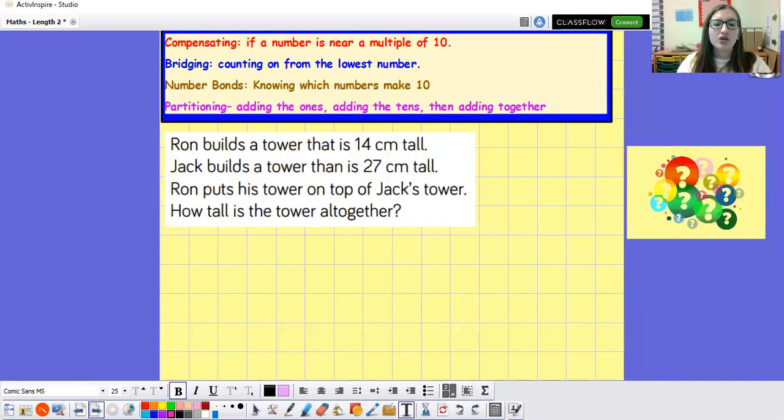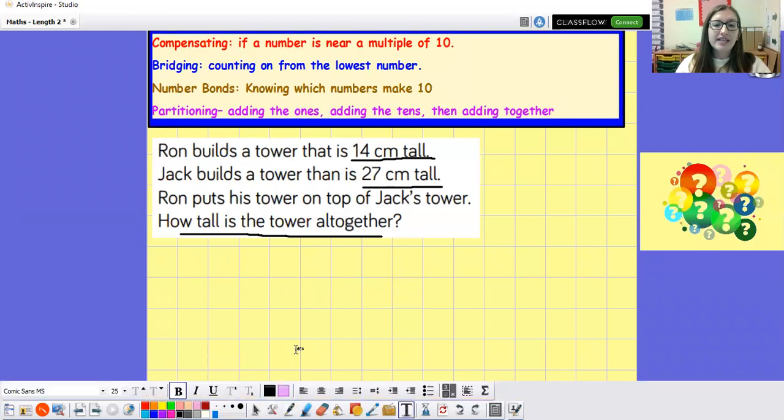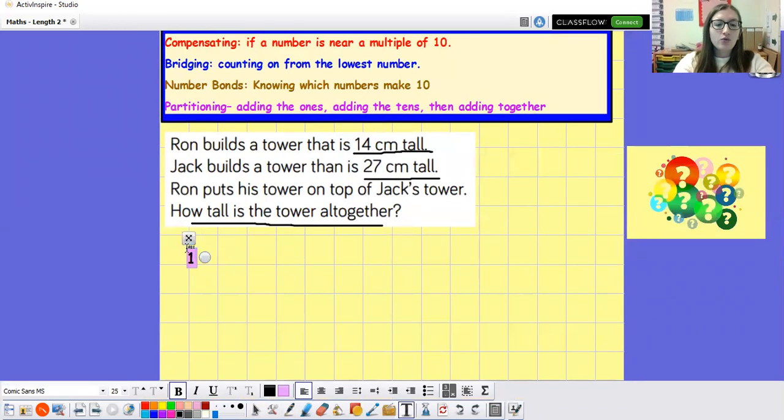Okay, so here we've got Ron, who builds a tower that is 14 centimetres tall, and Jack builds a tower that is 27 centimetres tall. Ron puts his tower on top of Jack's tower. How tall is the tower altogether? So Ron's, his is 14 centimetres, isn't it? So his is 14 centimetres, and Jack's is 27 centimetres. And if it's all together, that means we've got to add those two numbers together.